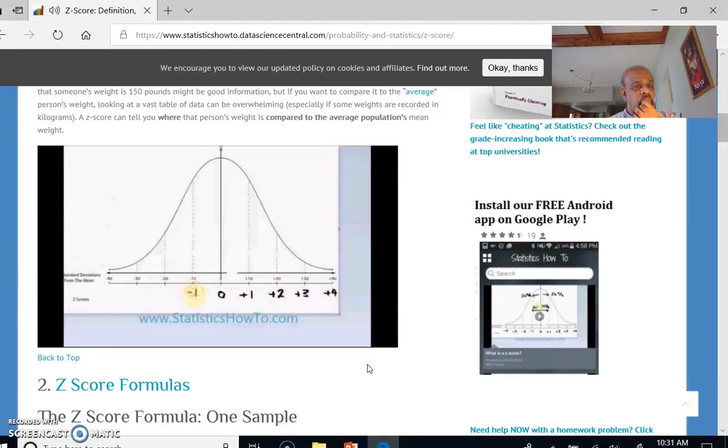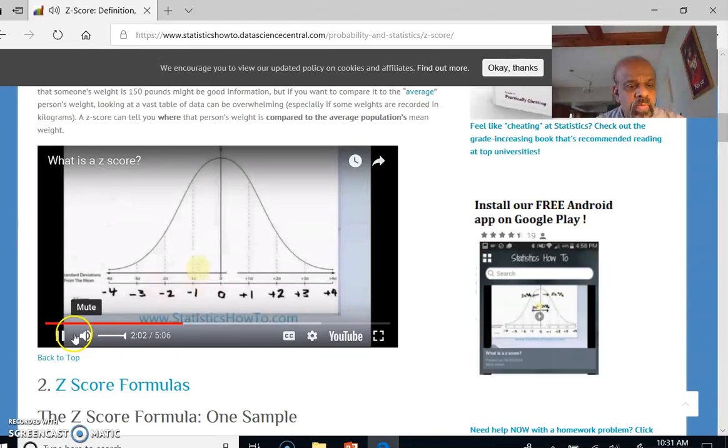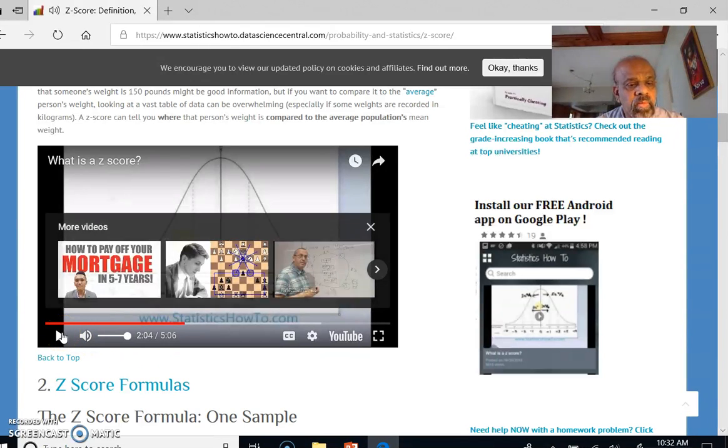And we can go back the other way too. A z-score of -1 tells you you are 1 standard deviation below the mean. And z-scores of -2, -3, and -4 will tell you how many standard deviations below the mean you are. So all the values to the left of the mean are negative, and all the values to the right of the mean are positive.